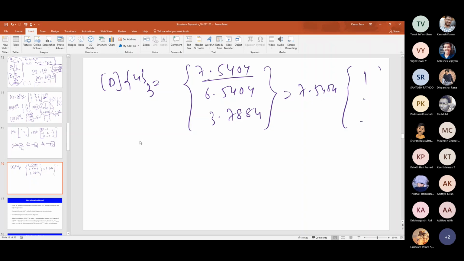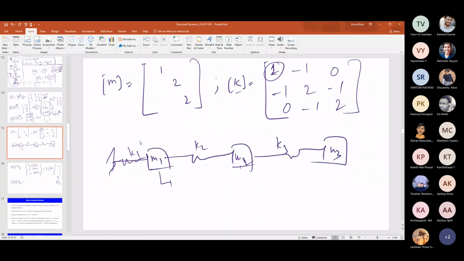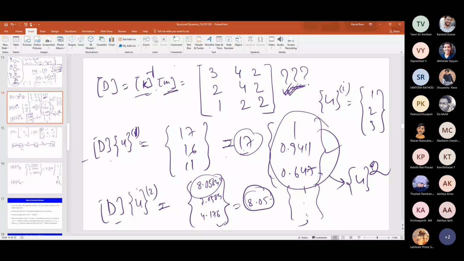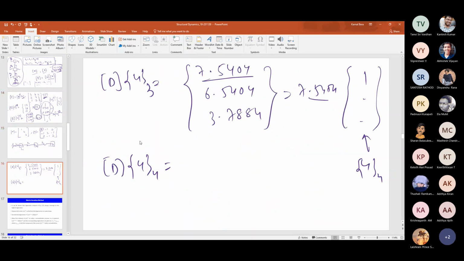This will be your U4. Again repeat D into U4. 7.54. What is there in the last? 8.05. You see now it is coming close. You see how fast it is trying to converge. So 17, then 8.05, then 7.54. Let us see in the next phase what is happening. D into U4.